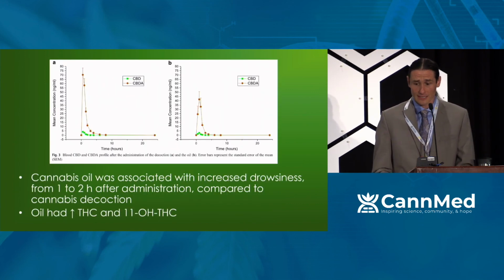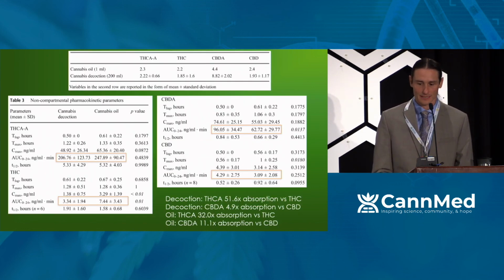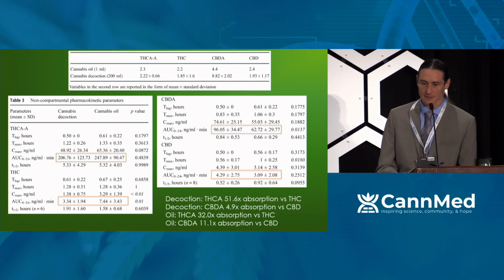Looking over here at CBDA, again, we see some really pronounced absorption of CBDA compared to CBD. And this was just some of the data, so you can take a look at the area under the curves, and I did the math for you. So it's looking like THCA versus THC in the decoction was absorbed 50 times better and 30 times better out of an oil, and more modest for CBD, but still much higher absorption for CBDA compared to CBD.